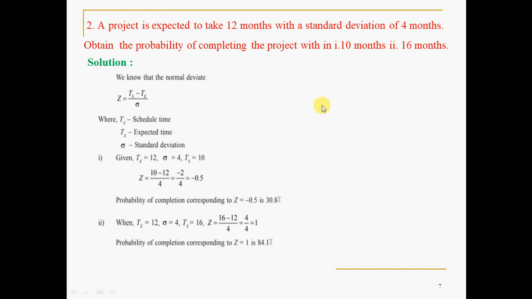Now, if you take case 2, T is 12 and sigma is the same; these two are fixed as I told. TS is 16, Z is 16 minus 12 divided by 4, that is exactly 1. So, the probability of completing corresponding to Z equals 1 is 84.1%.